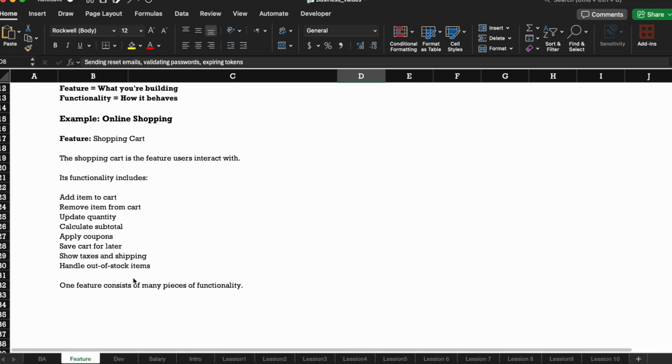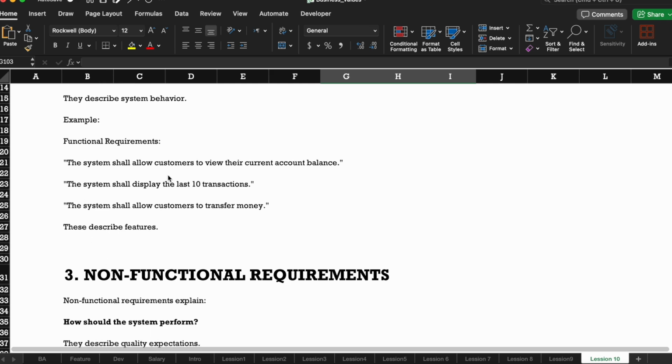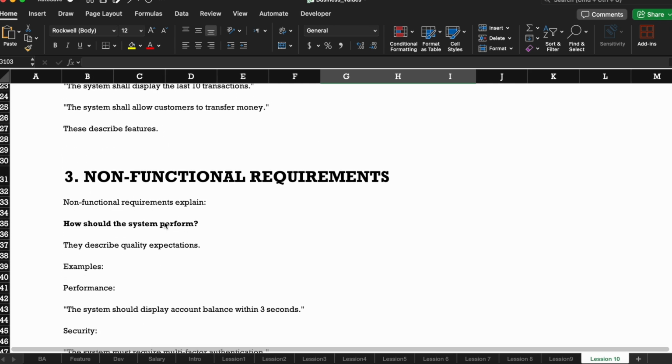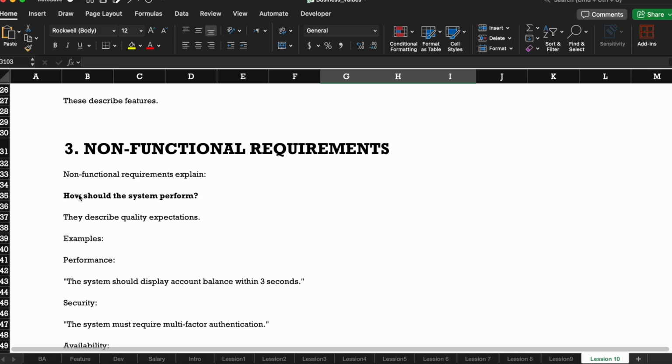Okay, so let's go to lesson number 10. We are here. So this describes the feature, we discussed the functional requirement. Number 3, non-functional requirement. Non-functional requirement is how the system should perform. So let me explain it by giving one example.